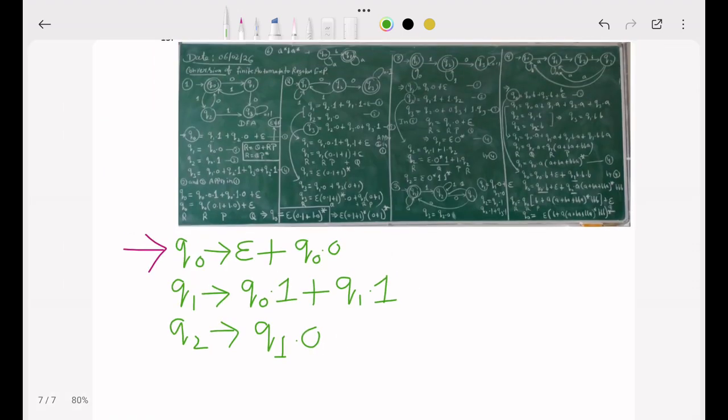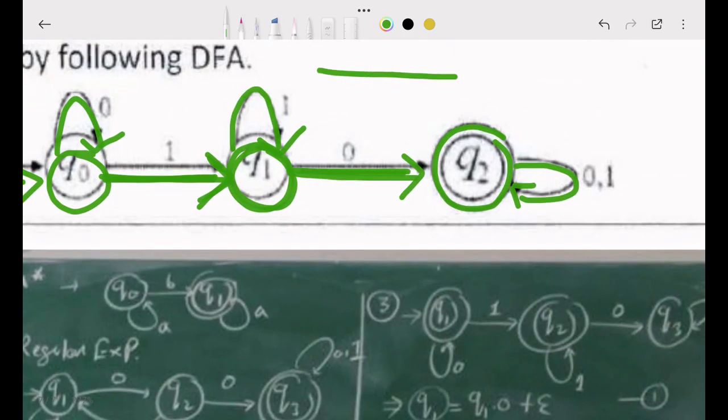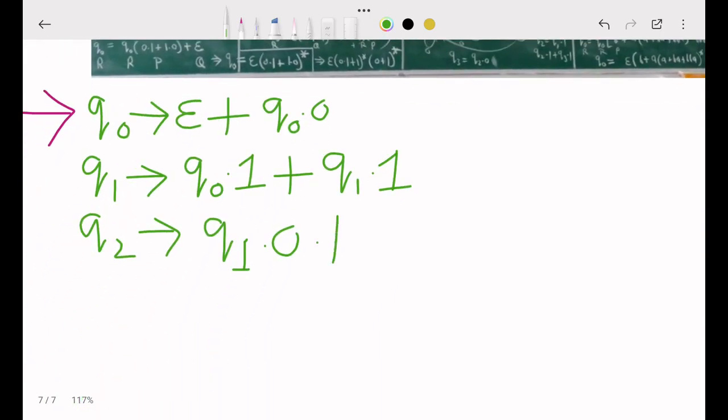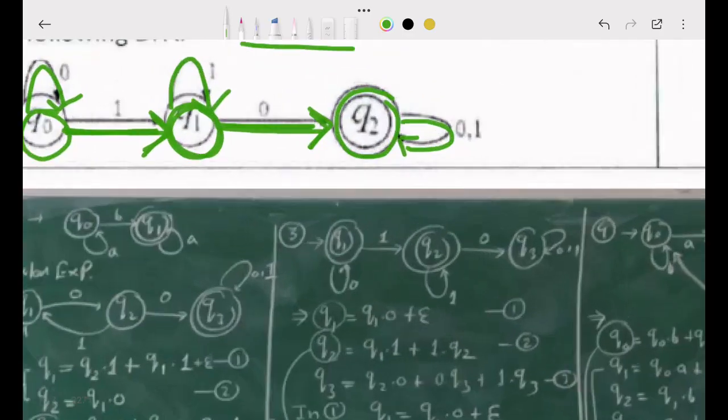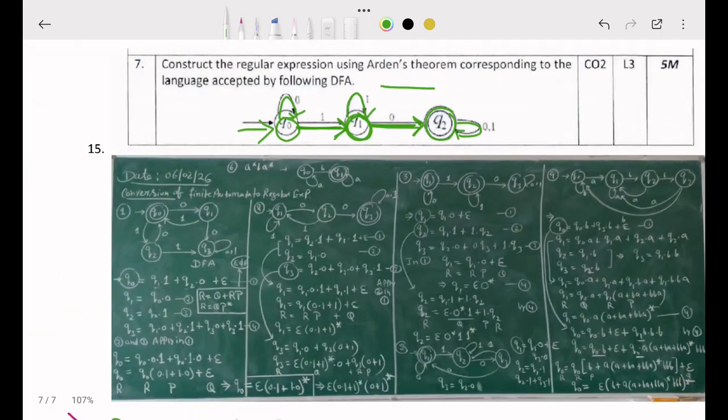Now see here, Q1. If I am taking input as 0, then I can reach Q2. Done. Plus, now either 0 or 1 also I can reach Q2. Either 0 move or 1 move, means taking input as 0, taking input as 1, again we can reach Q2. The meaning is this.